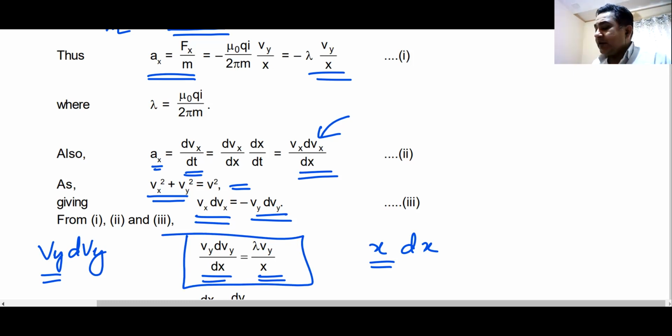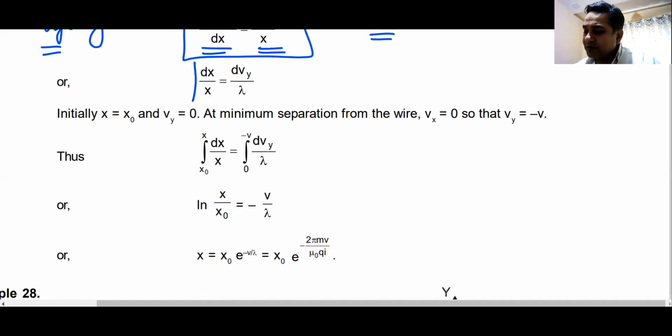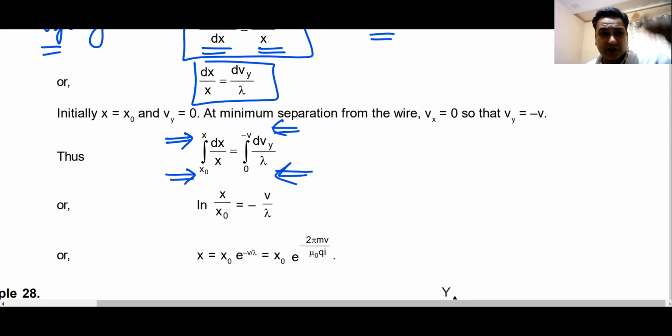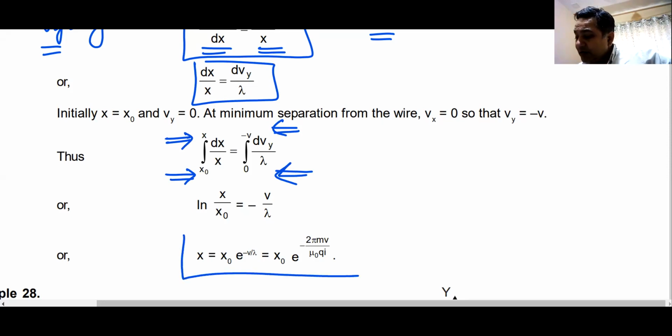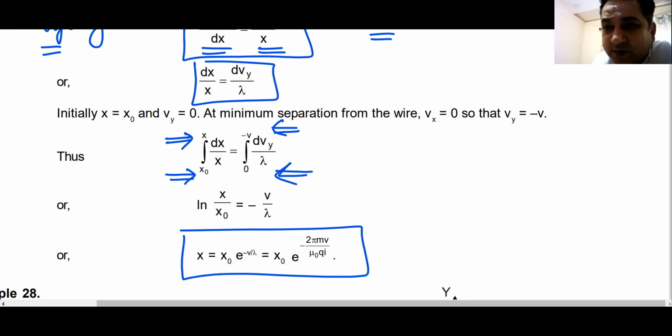Yes, sir. Now once you get this equation in this form, you can integrate x from x naught to x and velocity along y from 0 to minus v. Why minus v? Because it is going downwards. You will get the value of x and it will be in the form of e raised to the power of something. Can I have some raise hand that everyone understands this? Sai, Vishnu, everyone? Okay.